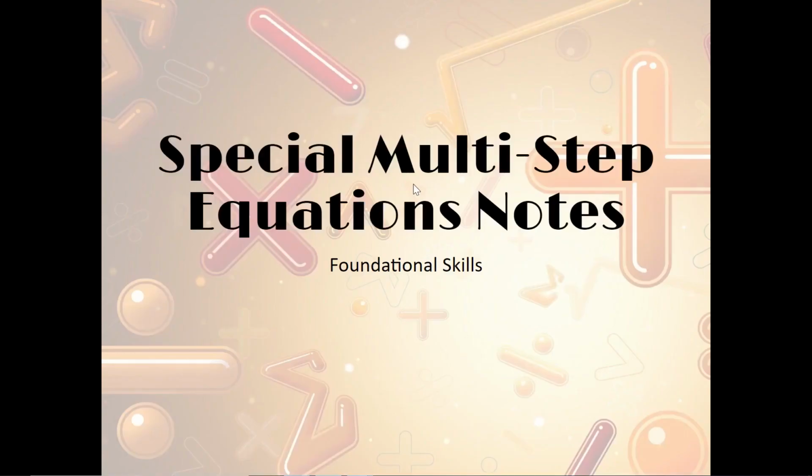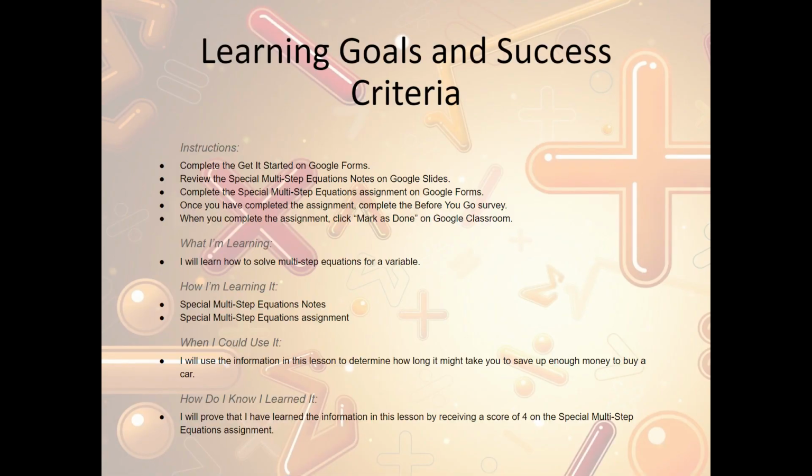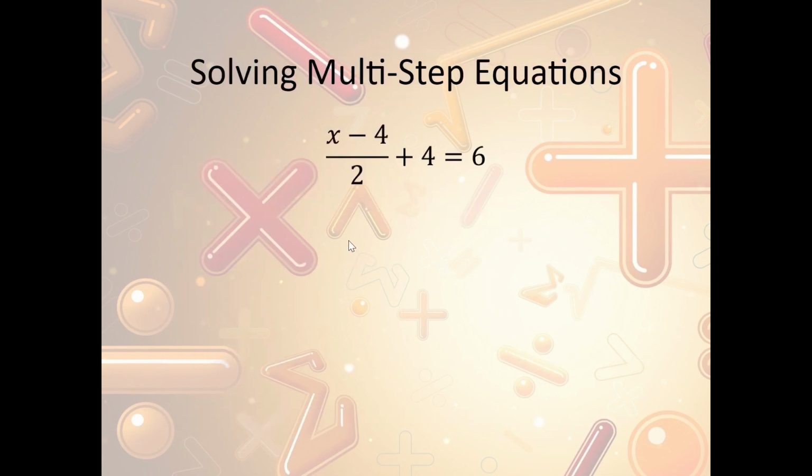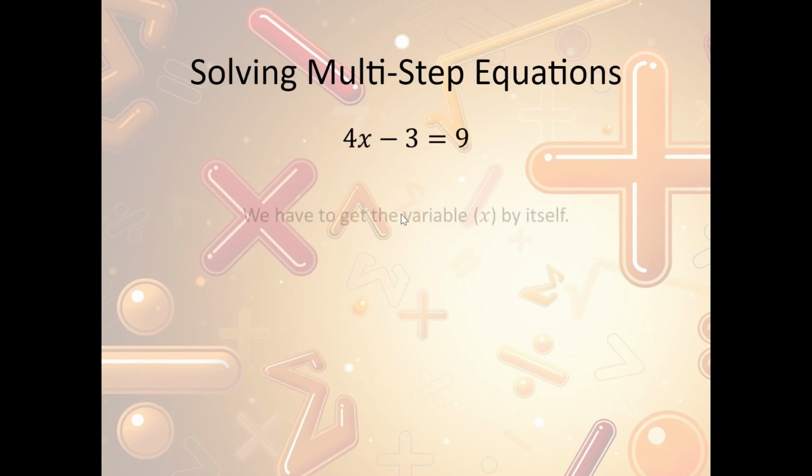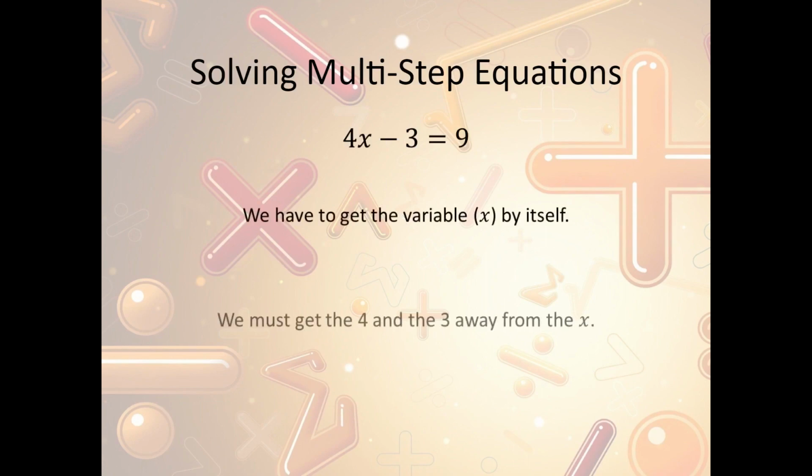Let's take a look now at the special multi-step equations notes. The notes begin with the learning goals and success criteria. Now, our rule is we need to get x by itself, and we need to get the 4 and the 3 away from the x.